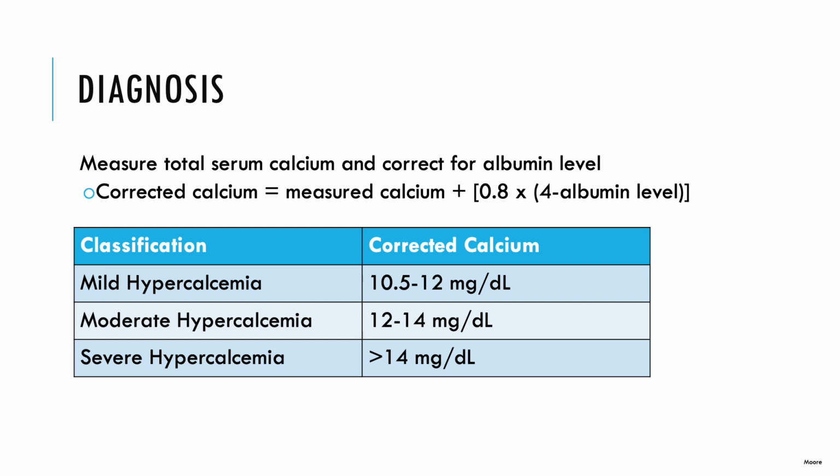The more common one to see in practice is called corrected calcium, and this is the total serum calcium corrected for the albumin level, as in the equation here. This can be used to determine the classification of hypercalcemia as either mild, moderate, or severe if it's above normal. Mild would be anything from 10.5 to 12, moderate would be from 12 to 14, and severe would be greater than 14 for the corrected calcium.